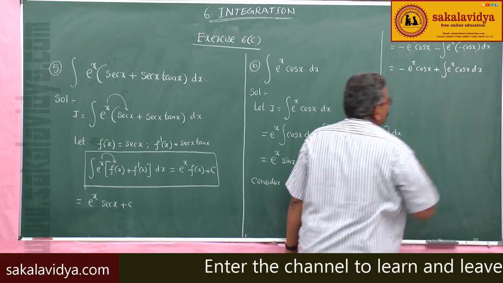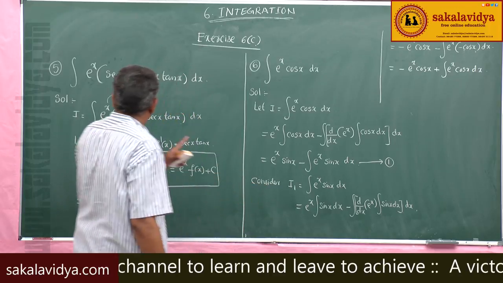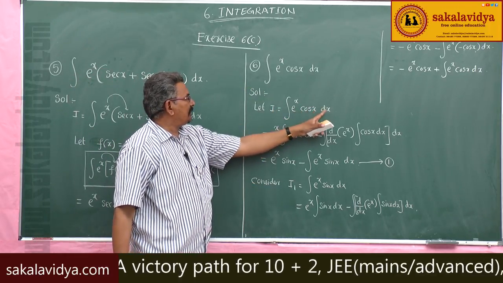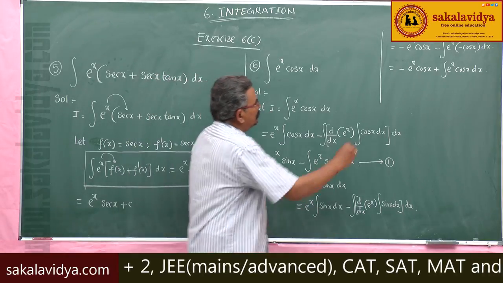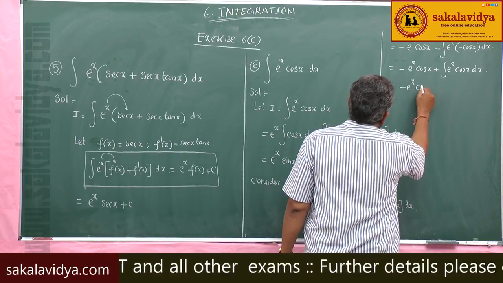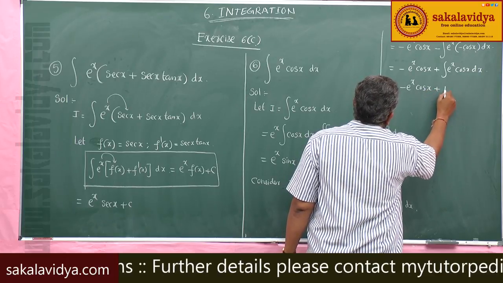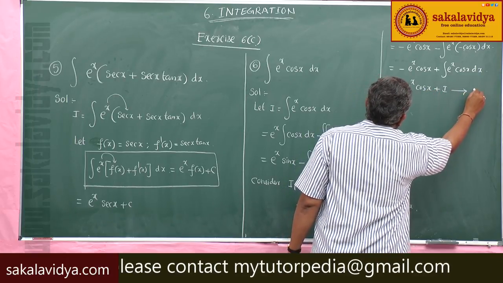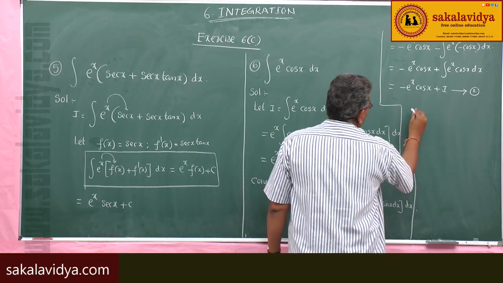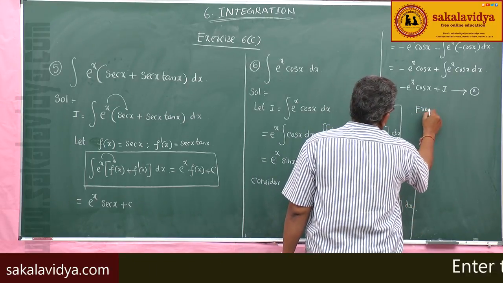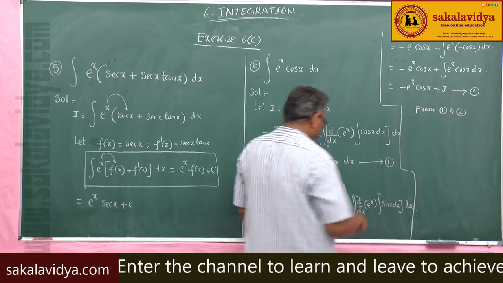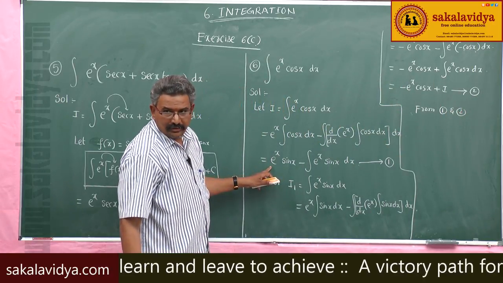What do you observe? Again, the given problem appears: I, integral e power x cos x dx. So this is equal to minus e power x cos x plus I, say equation 2. Now, let us do from 1 and 2. That means equation 2 has to be substituted in equation 1.